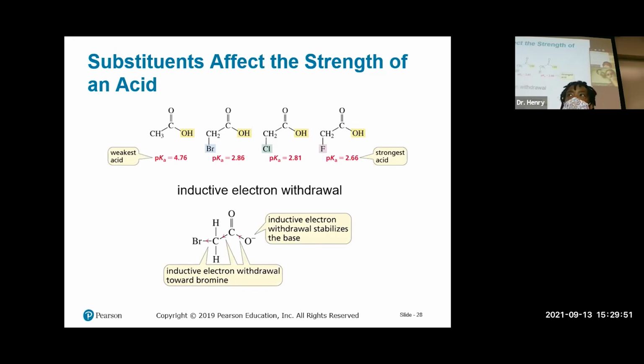Okay, so substitutions can affect the strength of the acid. So right here, we have hydrogen, right? So this guy is a weak acid. But as soon as we start adding the halides to it, well, this guy increases that strength, right? And then this guy makes this a stronger acid. This guy makes it an even stronger acid. And this guy makes it an even stronger acid. Okay.